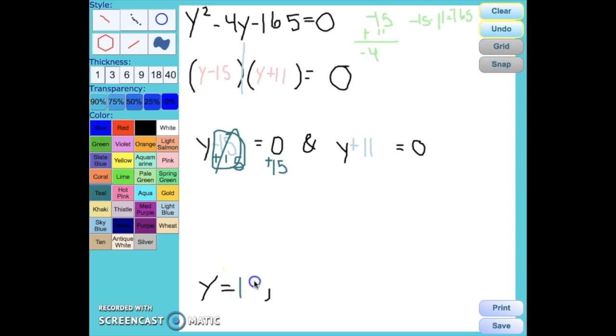One of our answers is y equals 15. For our second answer, we're going to do the same thing. We just need to cancel this out. What you do to one side, you do to the other. We're done with this 0 now. Y equals negative 11. So our answers are y equals 15 and negative 11. And don't forget that negative sign.